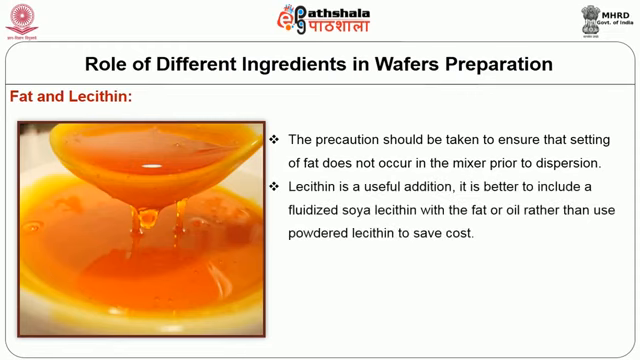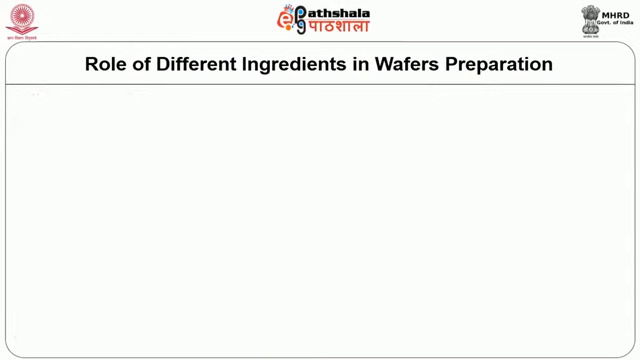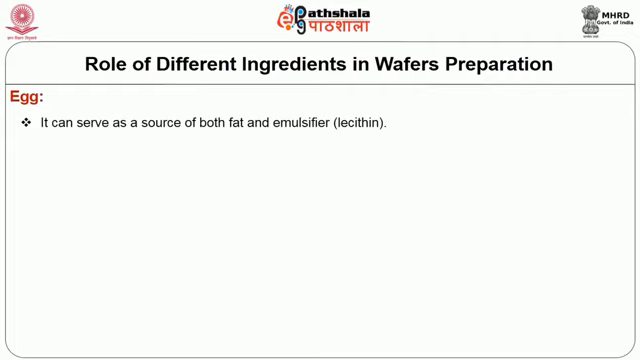Lecithin is a useful additive. It is better to include a fluidized soya lecithin with the fat or oil rather than use powdered lecithin, to save the cost. Though the fat content of wafer is low, the inclusion of antioxidant in the oil is necessary to retard rancidity, as the surface area of wafer and the integral texture is extremely large. Eggs can serve as a source of both fat and an emulsifier like lecithin.